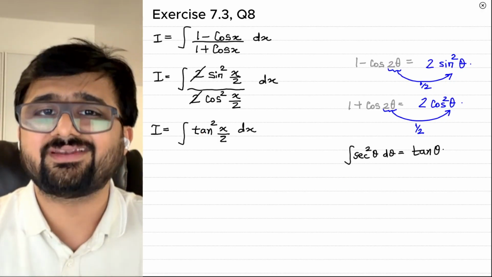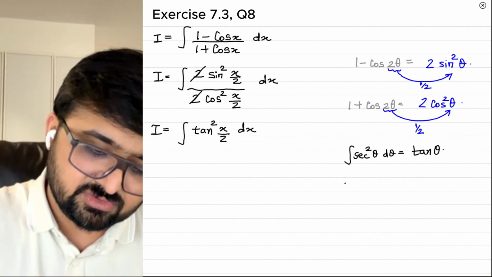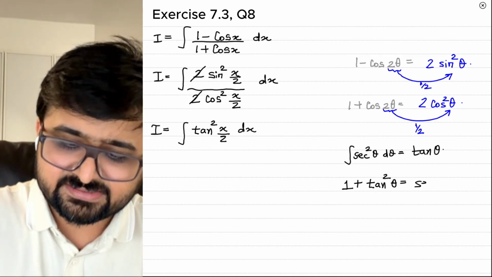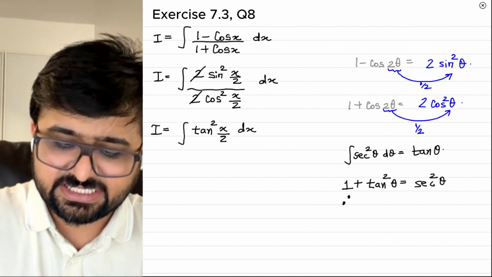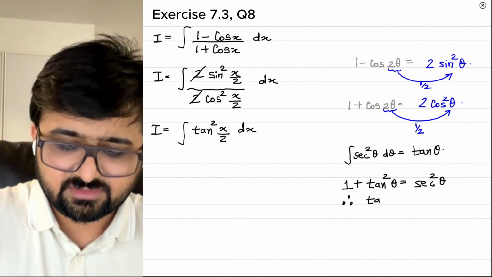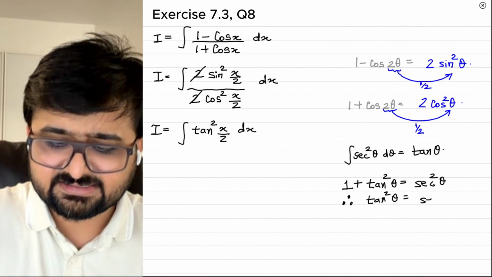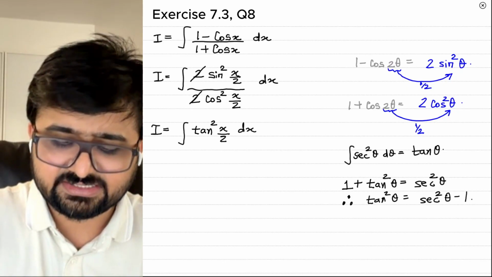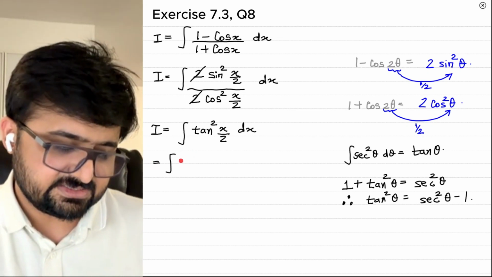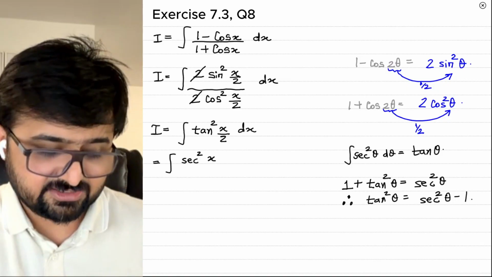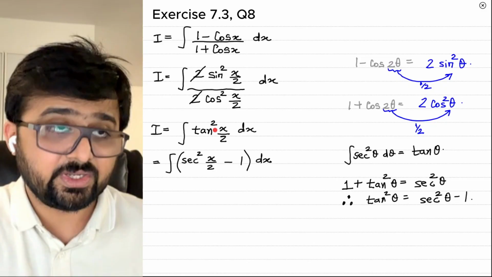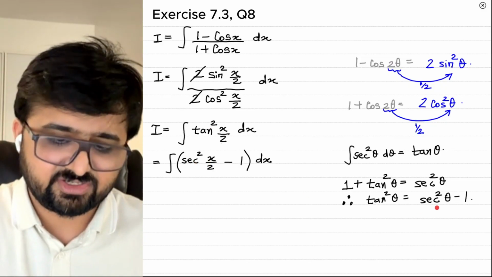You will use trigonometric identities. Yes, that's right. We know that 1 plus tan square theta is sec square theta. So therefore, that tan square theta can be written as sec square theta minus 1. So that integral can be written as sec square x by 2 minus 1. So basically, we convert that tan square into sec square using a trigonometric identity.